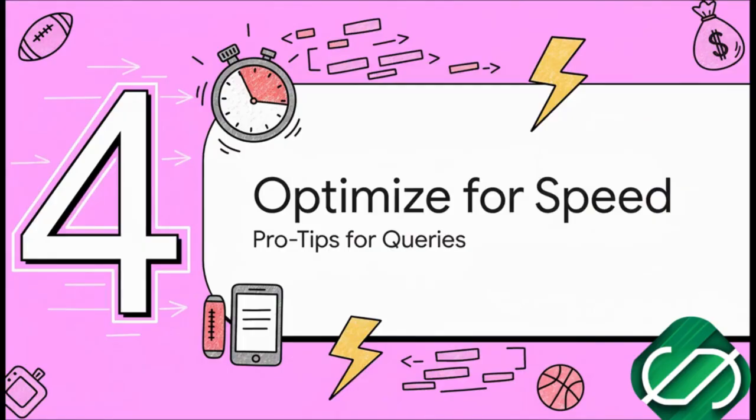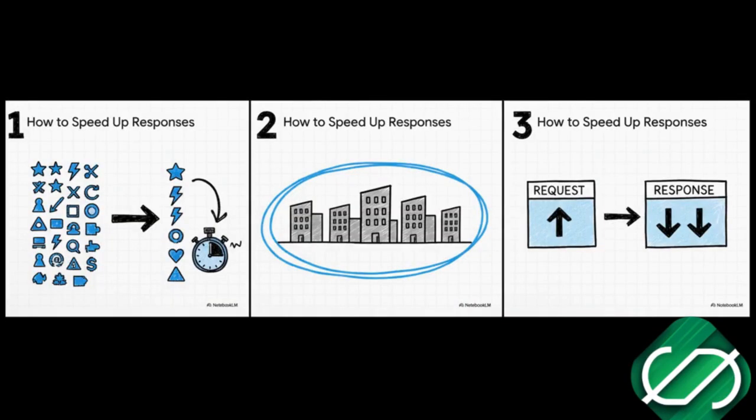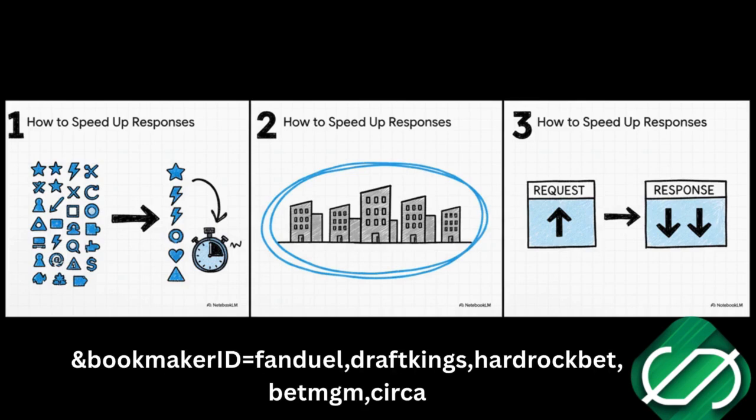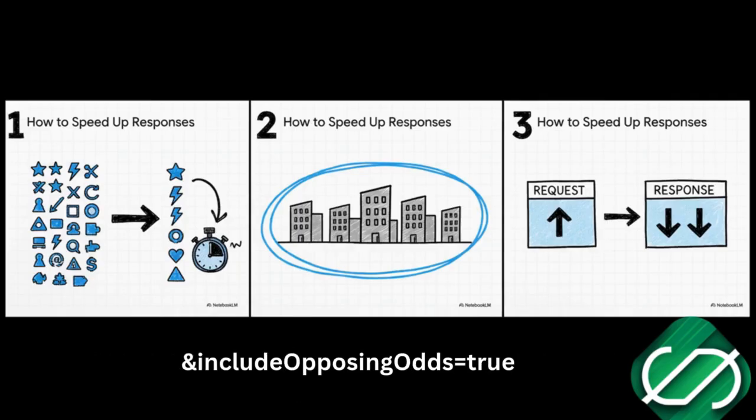Okay, so now you know what to ask for. Let's talk about how to ask for it, because making your queries really efficient is absolutely key to a fast, responsive app. So let's cover a few pro tips. Here are 3 simple but really powerful ways to speed things up. First, be specific with your oddIDs. Don't ask for data you're not going to use. Second, if you only care about a few sportsbooks, tell the API by adding the bookmakerID parameter. And third, here's a great one. Use includeOpposingOdds=true. That way, you only have to ask for the over, and the API automatically sends the under right along with it, which cuts your list of oddIDs in half.